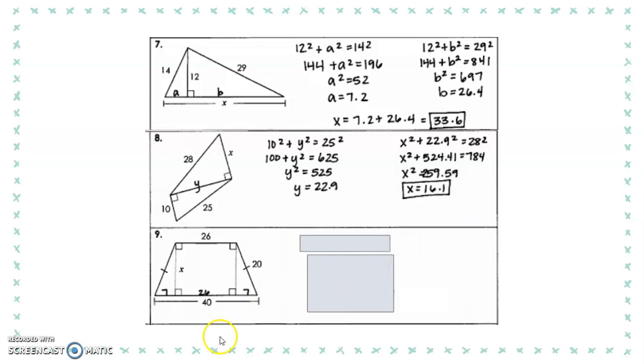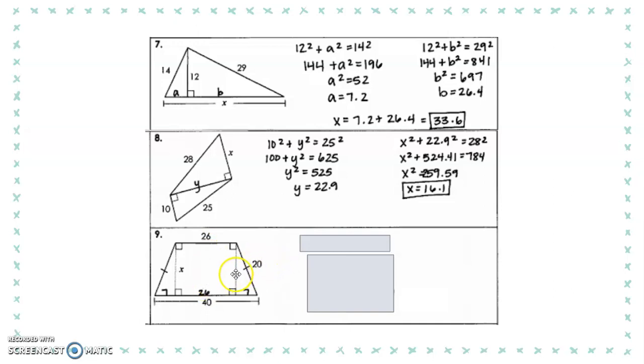For number 9, we see that we were given a trapezoid. Within my trapezoid, we see that we have a rectangle and then 2 right triangles on the side. Our goal is to figure out x, so x is both the width of my rectangle in the middle, but also the side of my little right triangle. In order to do that, we need to find some information so we can set up the Pythagorean theorem formula.